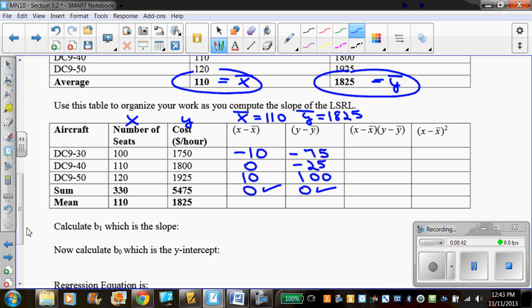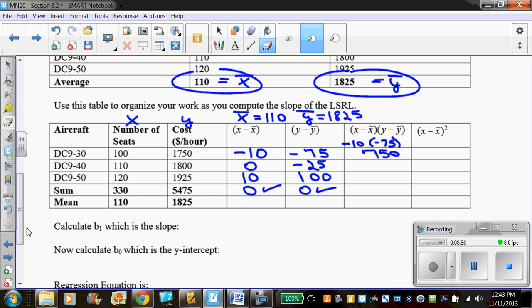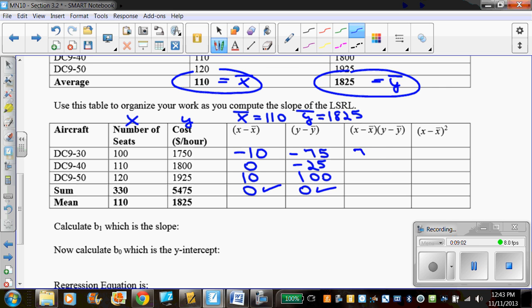So I'm taking negative 10 times negative 75. So I'm taking my difference in my x's times the difference in my y's, and that's going to give me 750. So I'm really just multiplying the 2 columns together, or the row, I suppose I should say. Okay, it gives me 750 right there. 0 times negative 25 is 0. 10 times 100 is 1,000. But we do want to add these together. When I add these together, we end up with 1750.